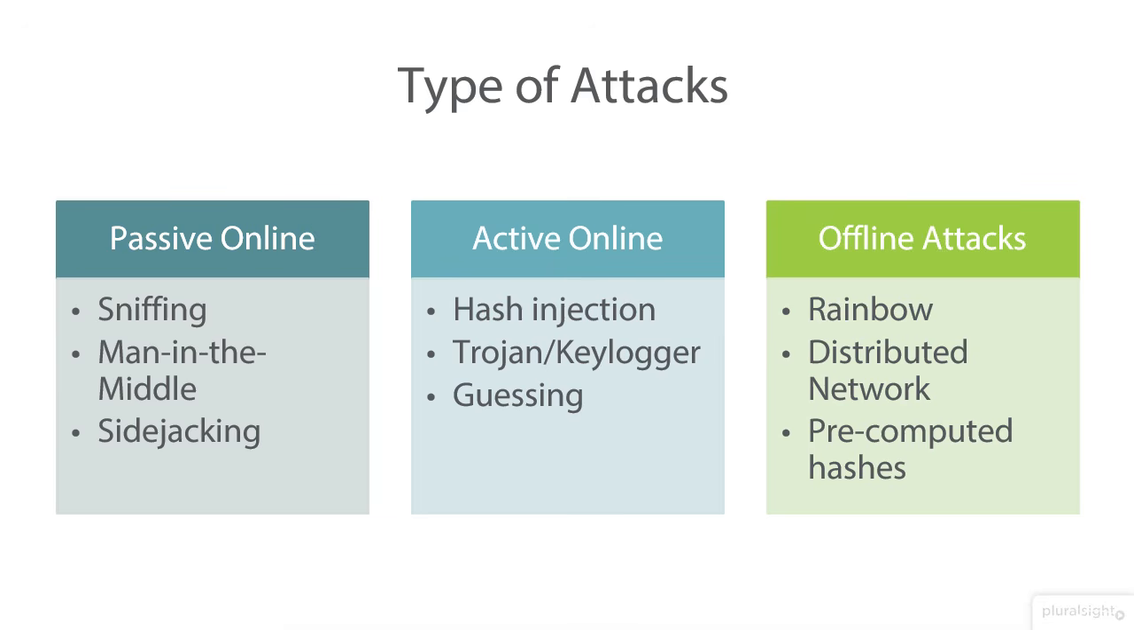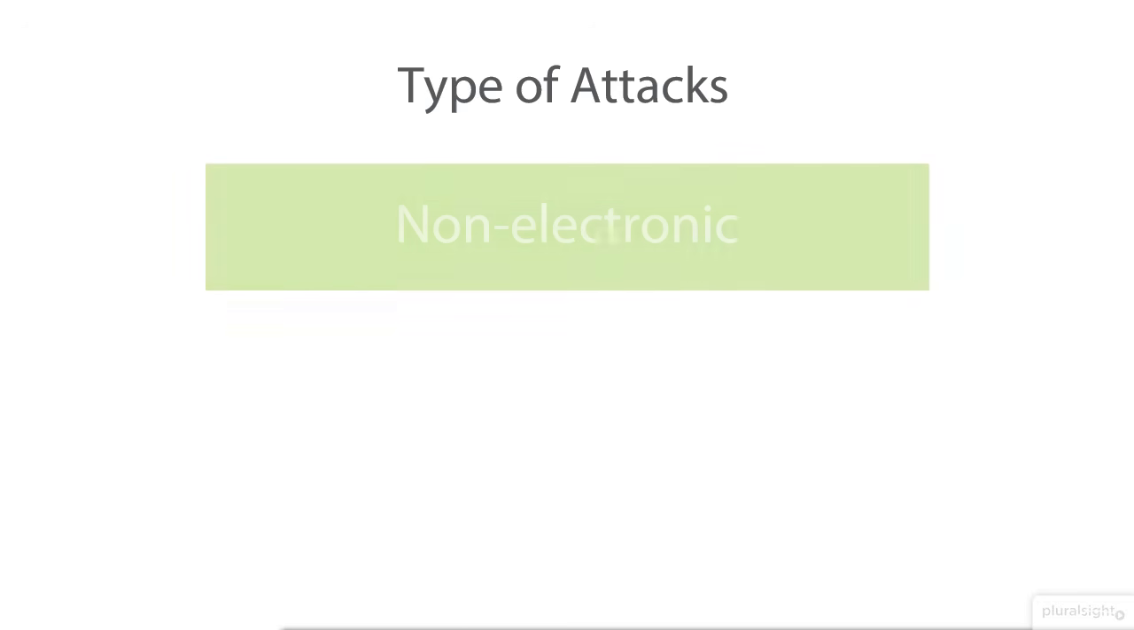We can also try utilizing pre-computed hashes. Now, what happens here is that an attacker can hash each word in a dictionary using a hash function and then compare it to the encrypted password. Now, the downside to this is that it does require a lot of space, but the payoff is that it's extremely fast. The other type of attack would be non-electronic.